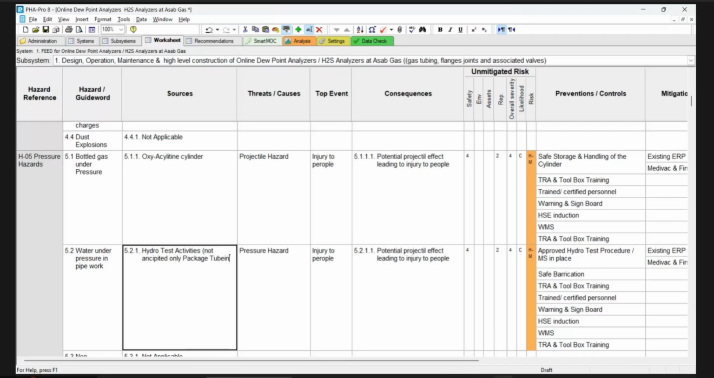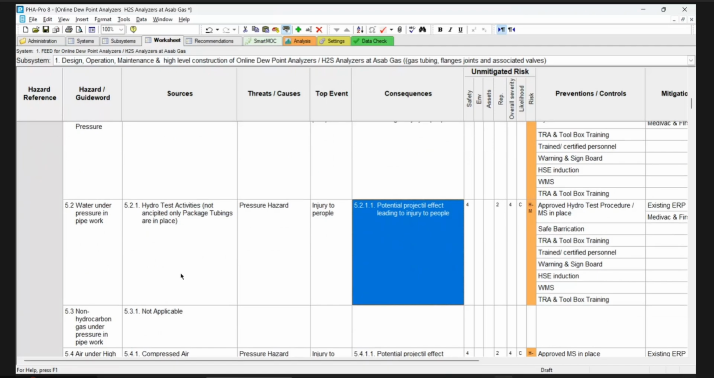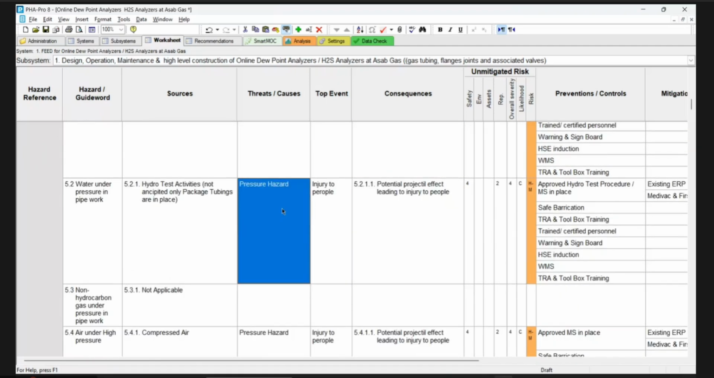Only package. Yes. Okay. So let us keep it, and if required, otherwise, this is standard approach. We need to have all the controls for the hydro testing, if required. You can delete those things, right? Now you can mark it.